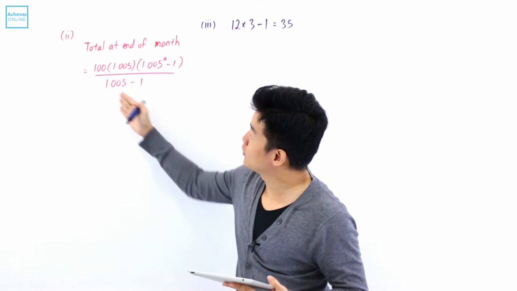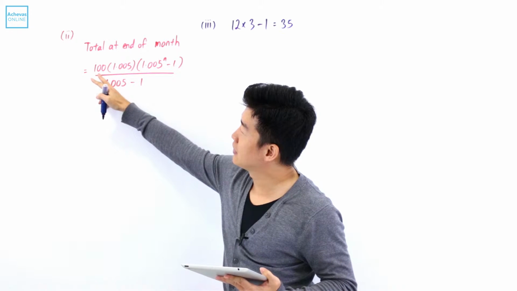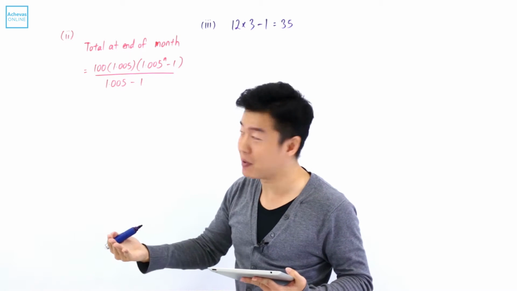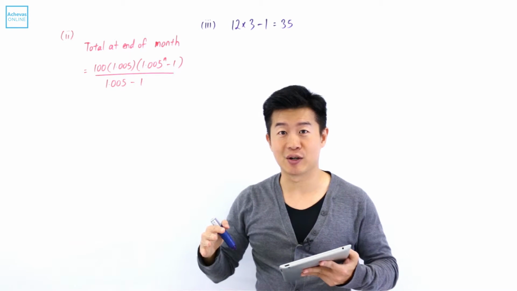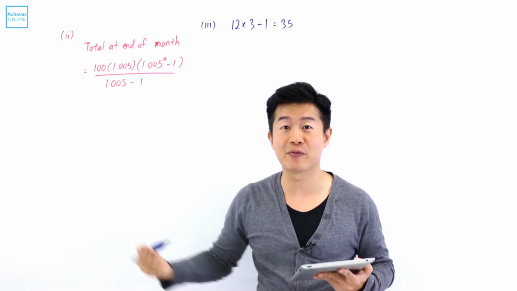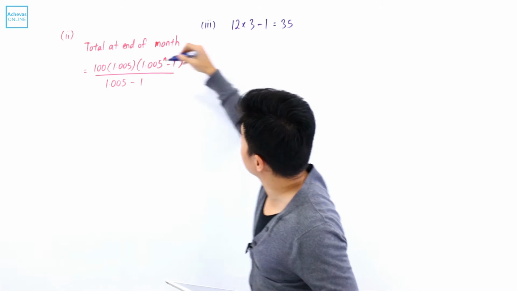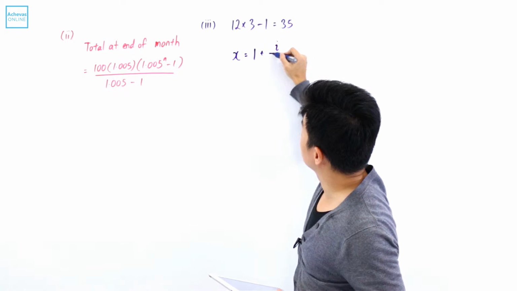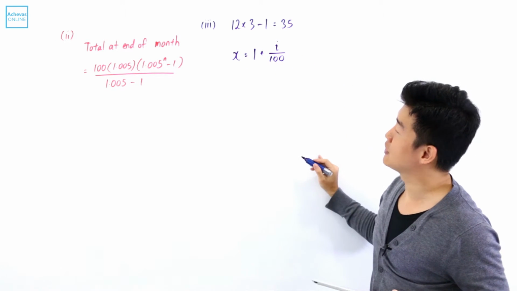At the same time, I'm going to make use of what I derived from part 2. I can see that the 100 is the amount he puts in on the first day of every month, and this 1.005 is the percentage increase, taking into account the 0.5% interest. But now we do not know what the interest is, so I'm going to let this portion be x. I'm going to let x be 1 plus the interest rate divided by 100, solve for x first, then subsequently solve for I.